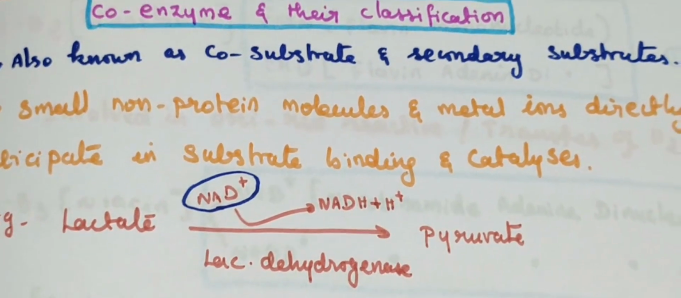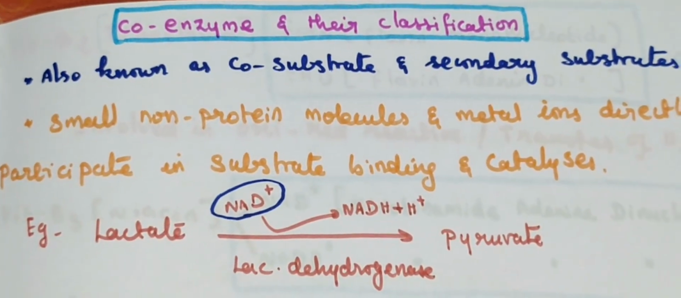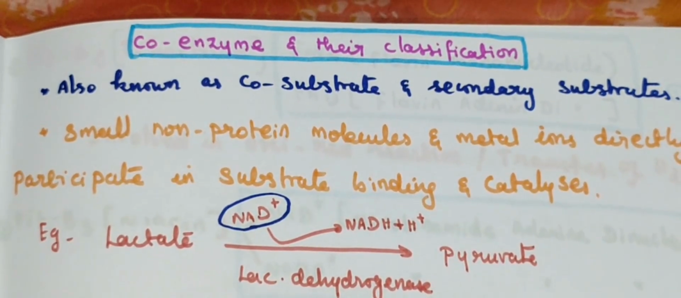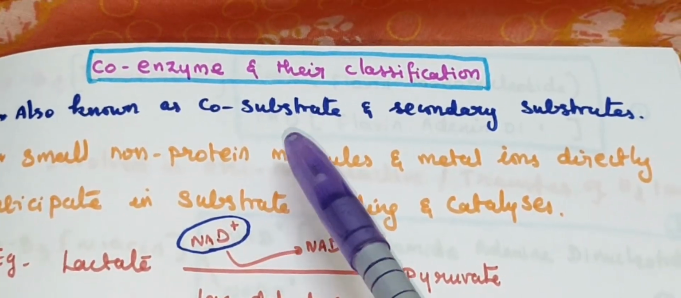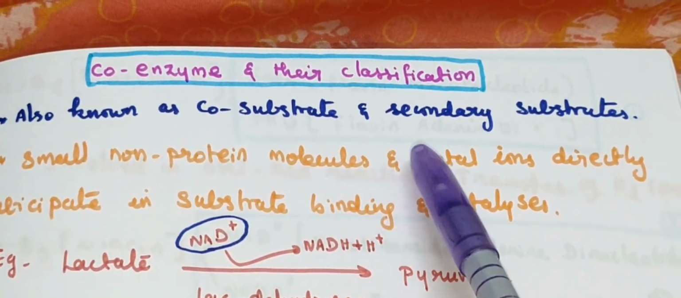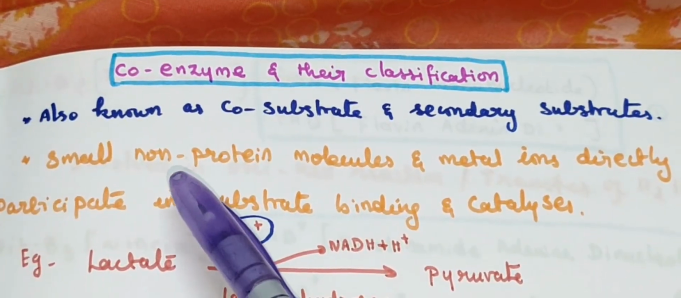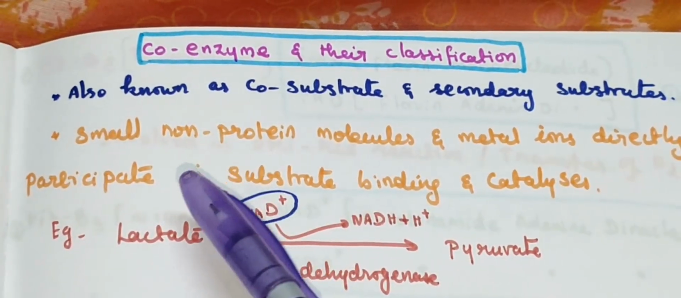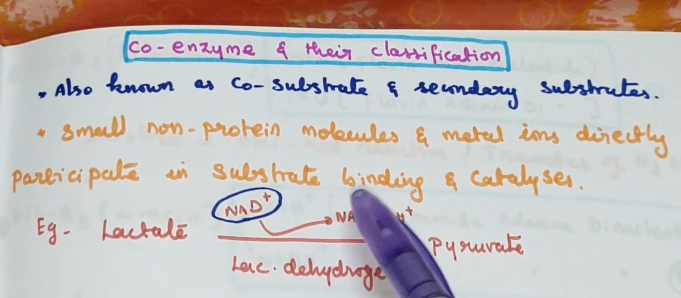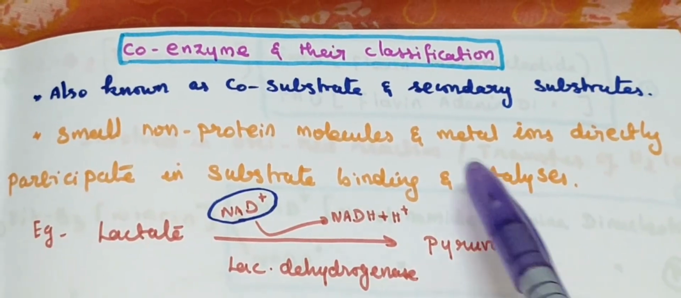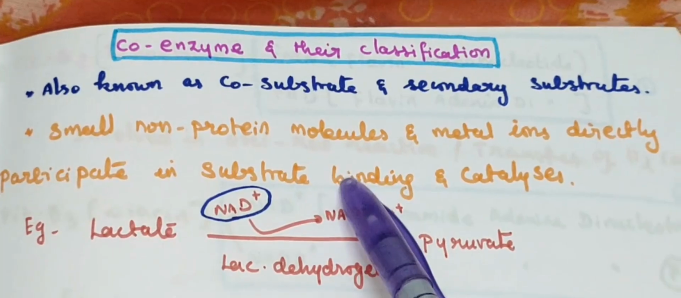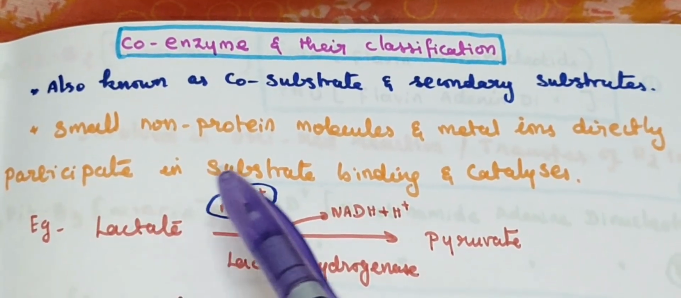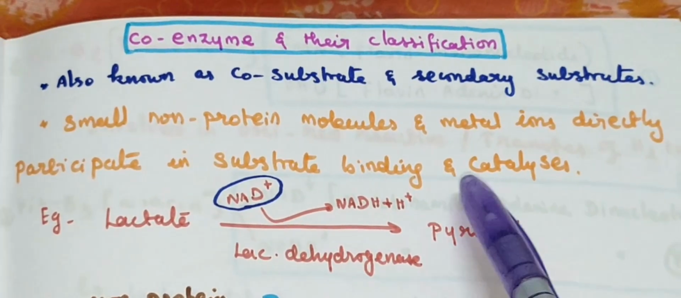In this video, we'll discuss coenzymes and their classification. What is a coenzyme? How do we define it? A coenzyme is also known as a co-substrate or secondary substrate. These are small non-protein molecules and metal ions that directly participate in substrate binding and catalysis.